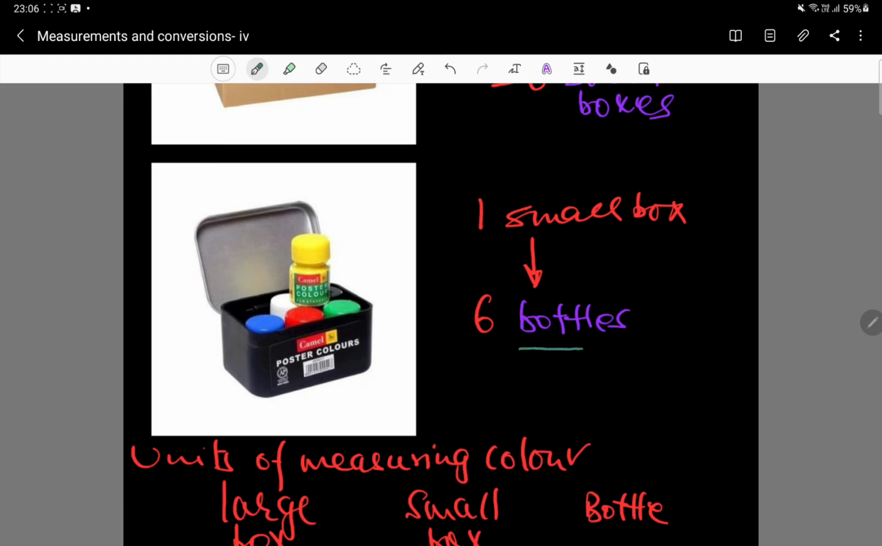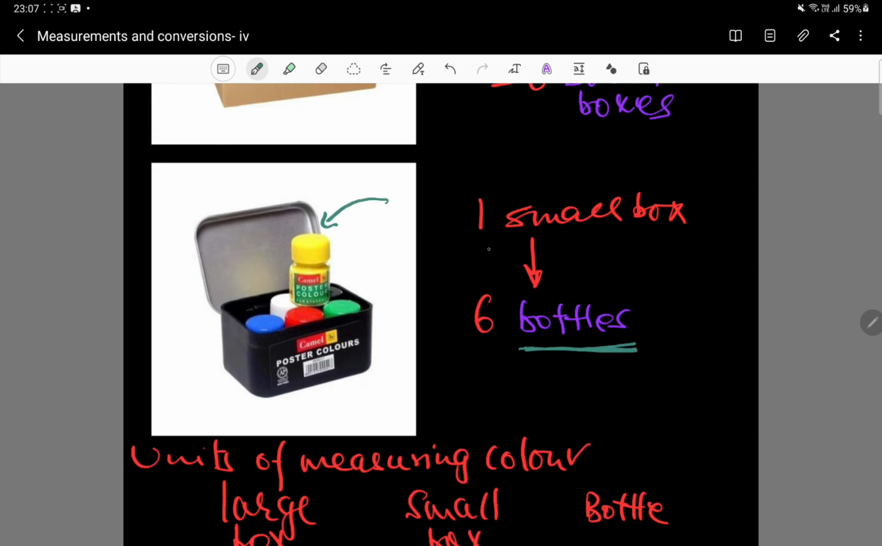Now, can I not consider a bottle as a unit of measuring some amount of color? Right, so a bottle can be considered as a unit of measuring color. Now a bottle can only contain a certain fixed amount of color. Either I can have a larger bottle if I want to store more color, or I can take many bottles, each containing the same amount of color, and pack those bottles in a small box.